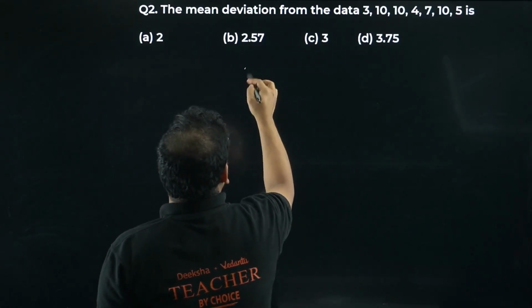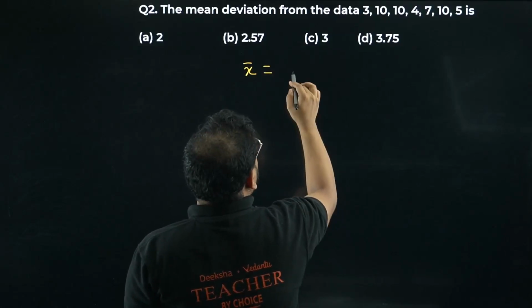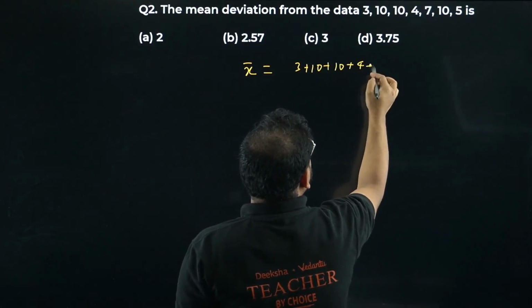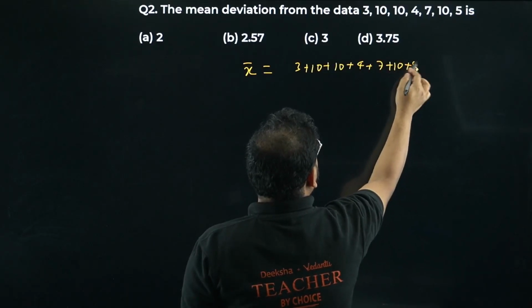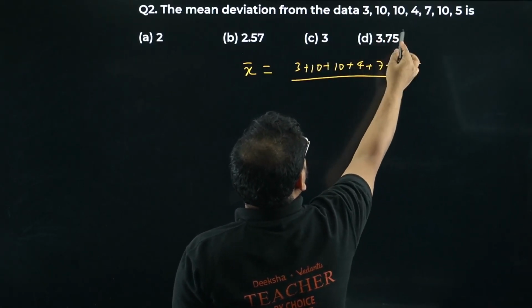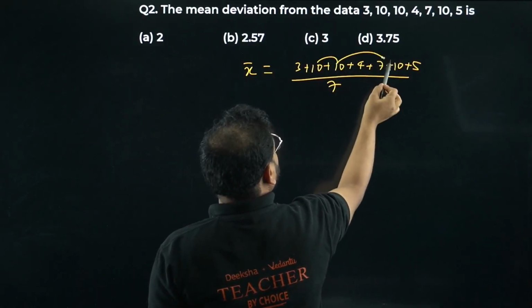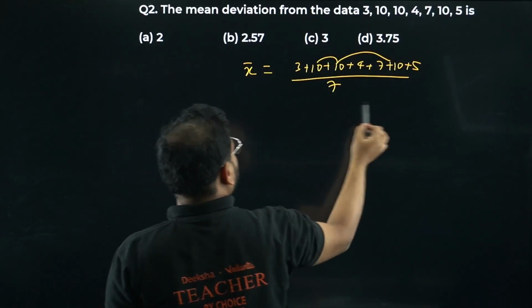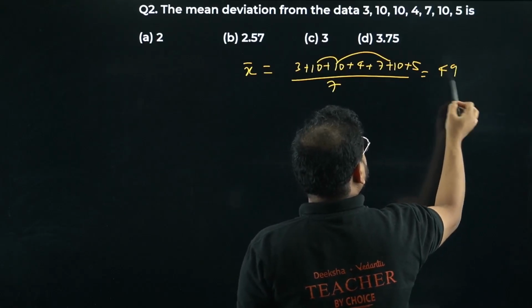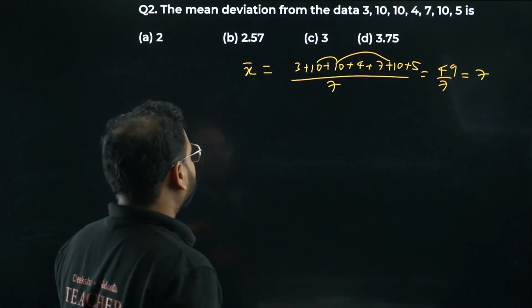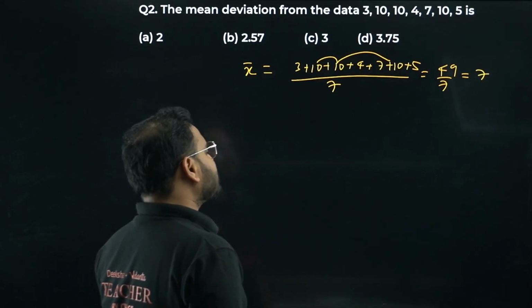First of all, you have to find the average. Please check. You'll have 3, 10, 10, 4, 7, 10, 5: 1, 2, 3, 4, 5, 6, 7. So we have a total of 7. We get here 30 plus 10, 40, 49. 49 by 7. How much is that? 7. Do your own calculation to find this mean. So I get x bar as 7.